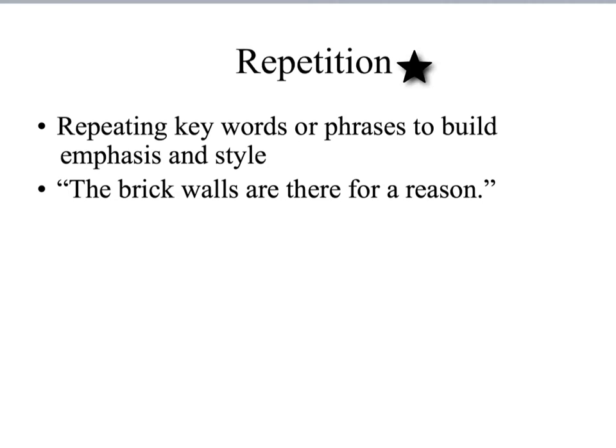Finally, let's talk about repetition. Repetition just means that the author is repeating key words or phrases to build emphasis and style. Many times throughout the story, Randy will refer to brick walls. He likes to say brick walls are there for a reason. And he uses this repetition of these brick walls to make the point about overcoming obstacles. It is one of the key themes in this memoir.